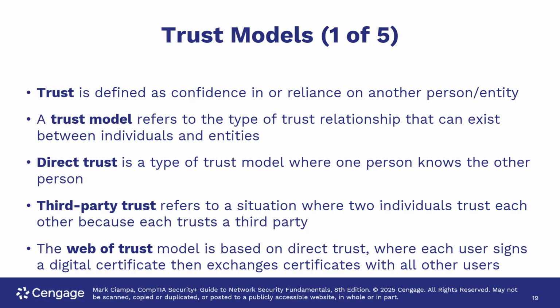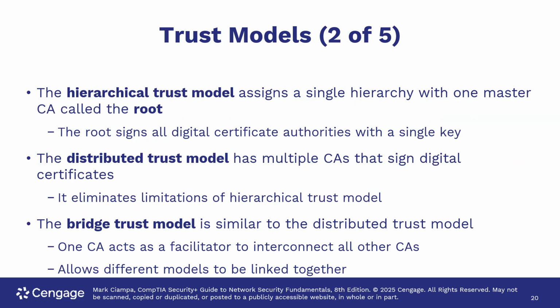The web of trust model is based on direct trust, where each user signs a digital certificate, then exchanges certificates with all other users. The hierarchical trust model assigns a single hierarchy with one master CA called the root. The root signs all digital certificate authorities with a single key. The distributed trust model has multiple CAs that sign digital certificates. This eliminates the limitations of the hierarchical trust model.